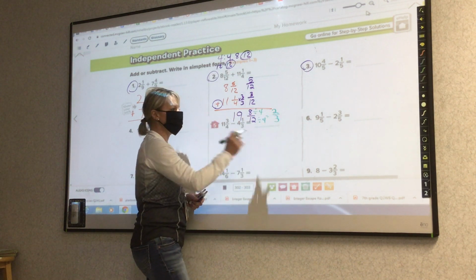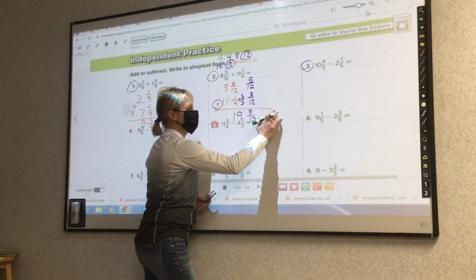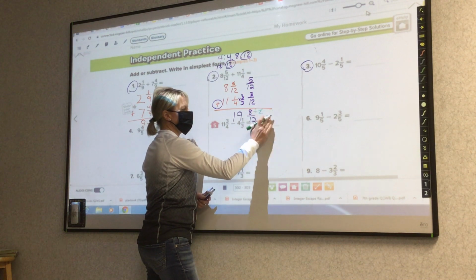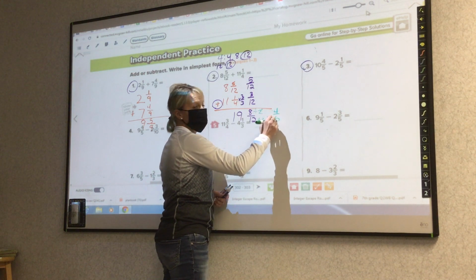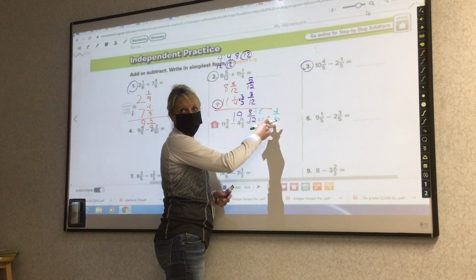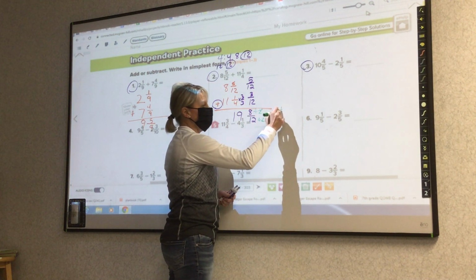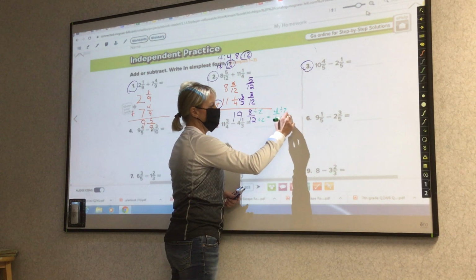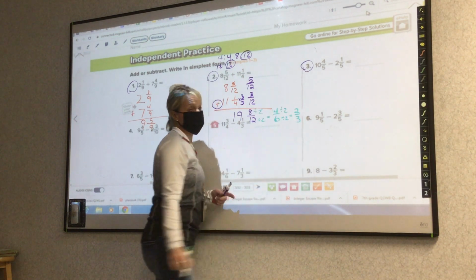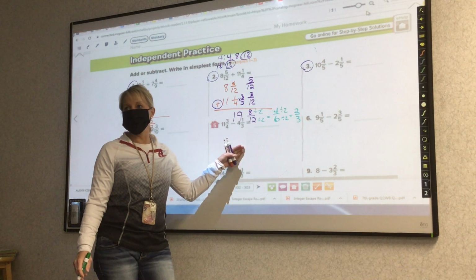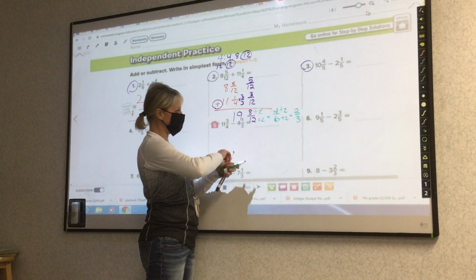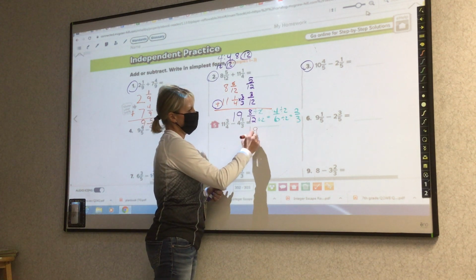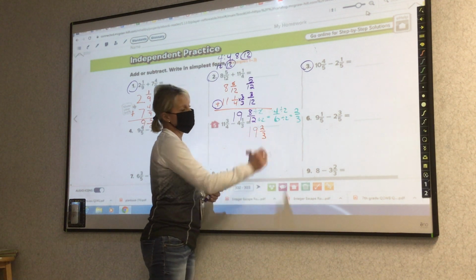If you reduce by 2, okay, I'm going to show you. I got 4 sixths. Then I would have to reduce again by 2, and I can do that, and I get 2 thirds. So sometimes if you don't reduce by the biggest number, you're going to have to keep going and going and going. So now my final answer is 19 and 2 thirds.